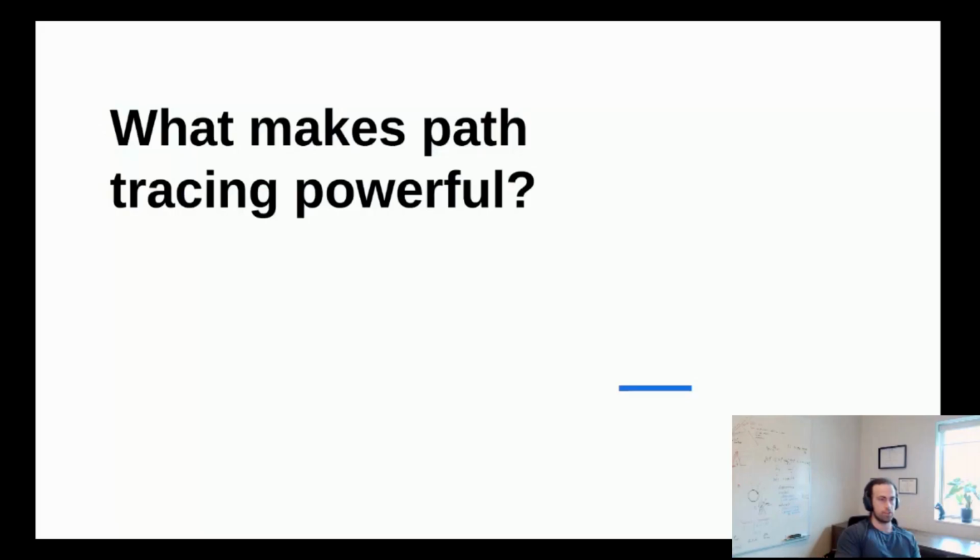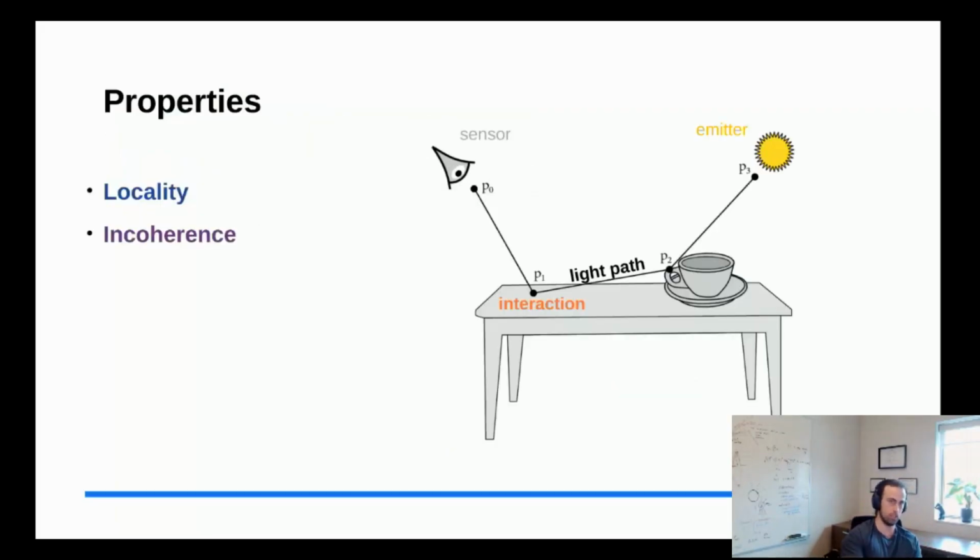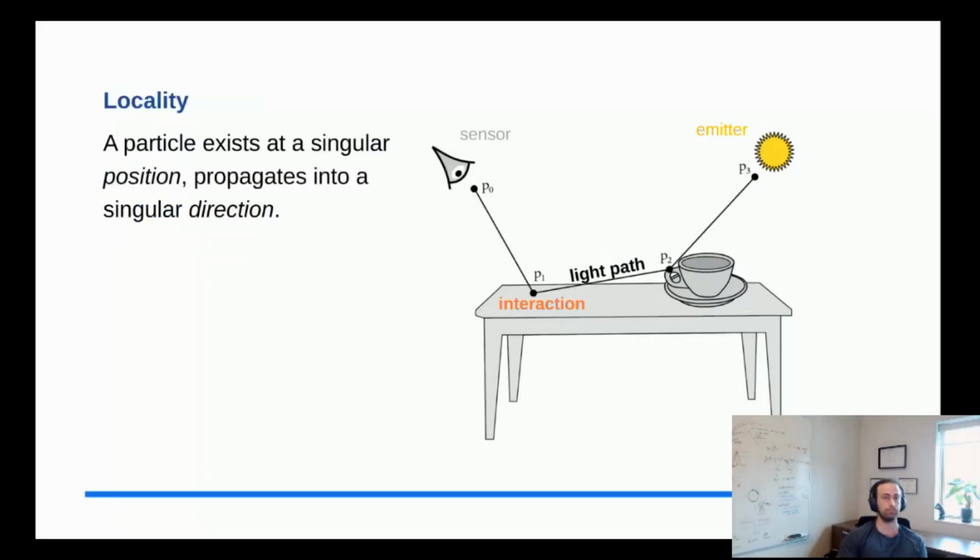The most important question that we should ask as we want to generalize path tracing is what actually makes classical path tracing powerful? And that's probably the most important part of today's presentation. I would argue that the following two properties are the key: locality and incoherence. And I will explain. Locality means that each light particle exists at a singular, well-defined position, and propagates into a singular, well-defined direction.